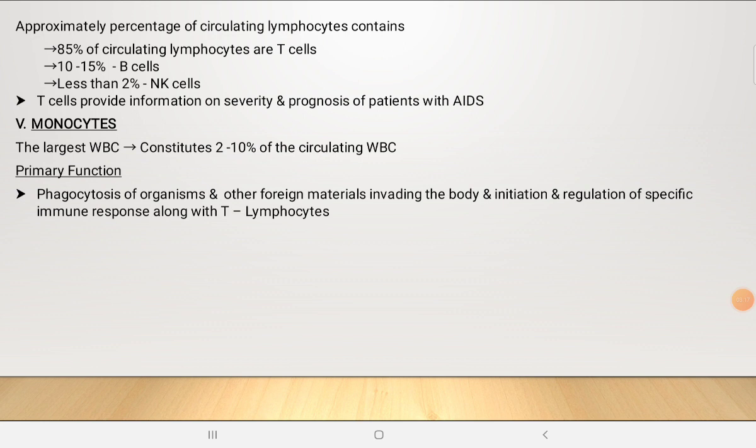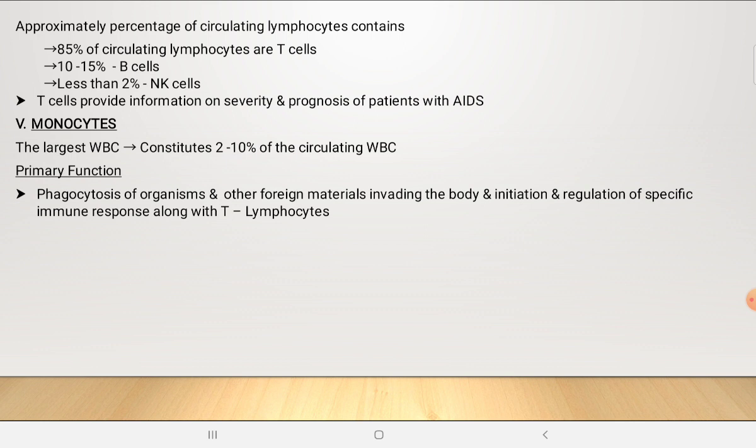The approximate percentage of circulating lymphocytes: around 85% will be your T cells, 10 to 15% will be your B cells, and less than 2% will be NK cells. So, if your NK cells increase beyond 2%, your relative count increases beyond 2%, then you should understand with your analysis, your interpretation should be that there are some sort of viral or tumorous cells within your body, for which your NK cells are multiplying to destroy them.